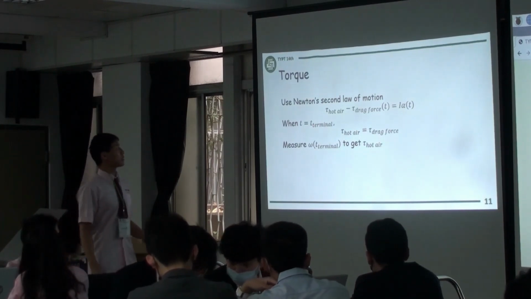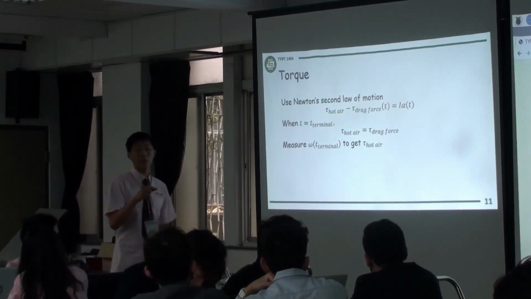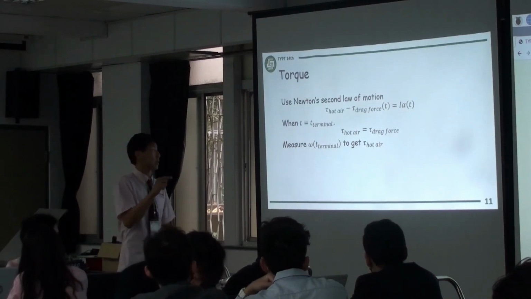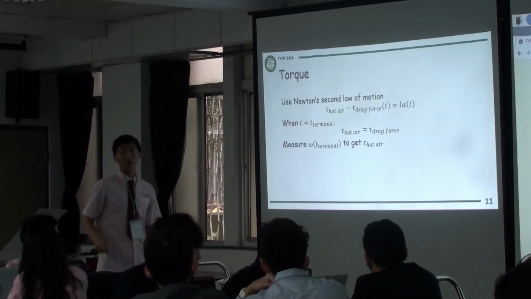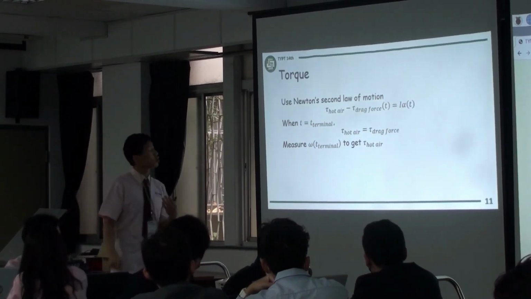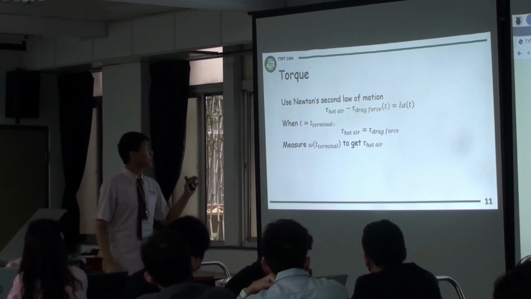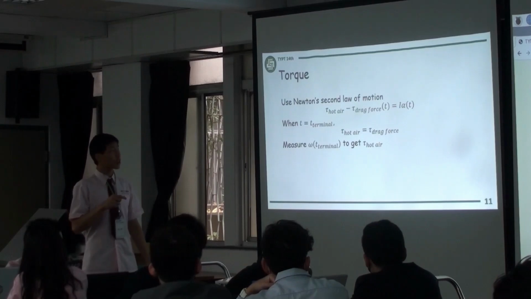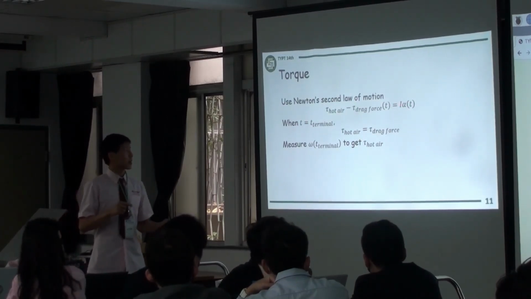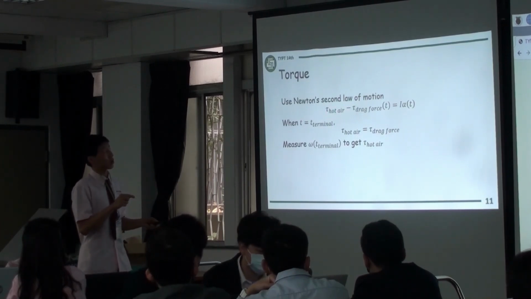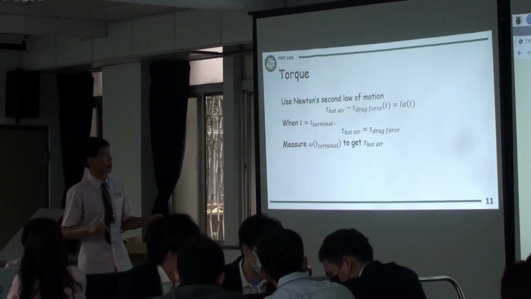Okay, so using Newton's second law of motion, the net torque equals the moment of inertia times the angular acceleration. But we believe that once it starts spinning, it will reach a terminal speed. When we have a terminal speed, the angular acceleration would equal 0. So we will get that the hot air torque will equal the drag force torque. So we measure the terminal velocity to get the hot air torque.